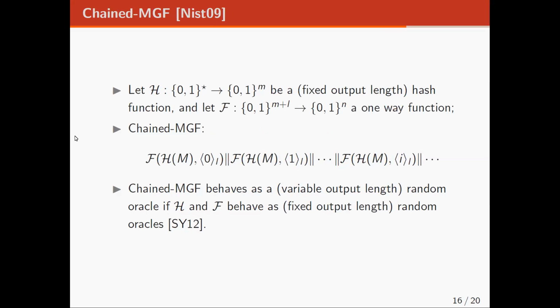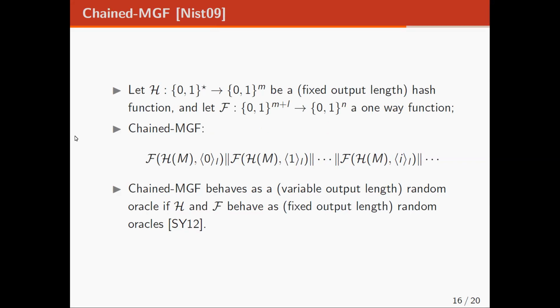And for the case of chain MGF, we need a function that takes an input of m plus l bits and returns n bits. And here we first apply the hash function to the message. Then we concatenate with the counter, and then finally we apply the function f.